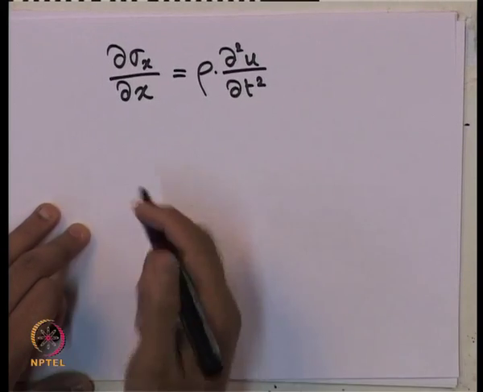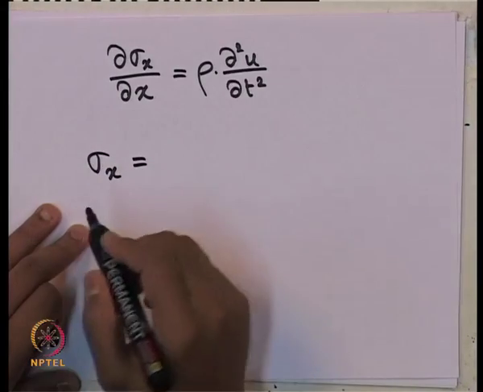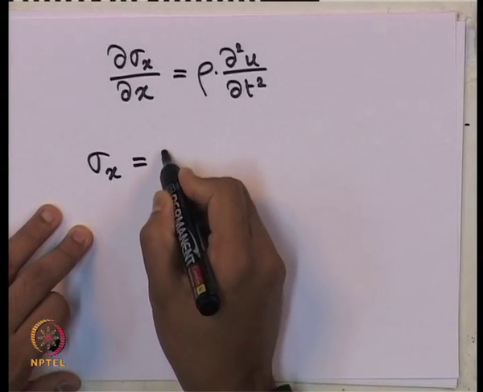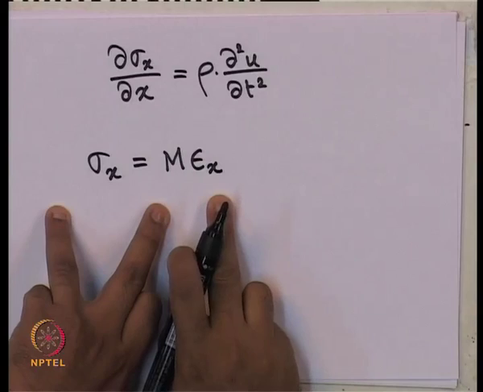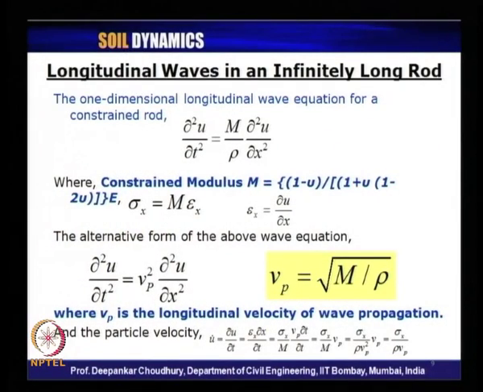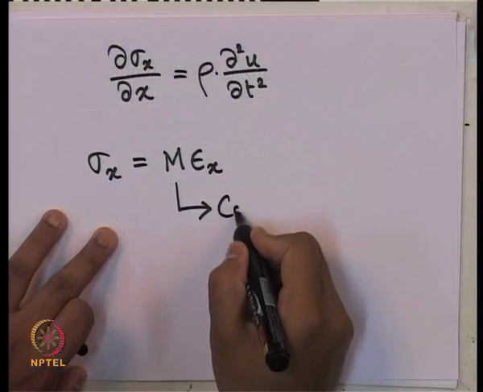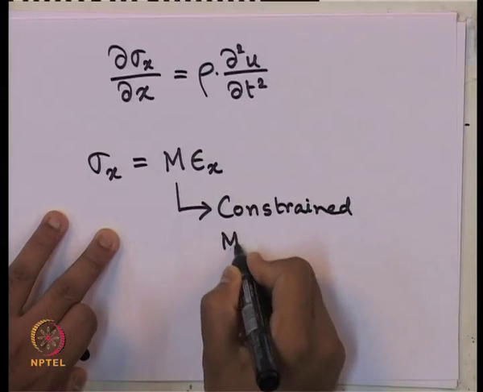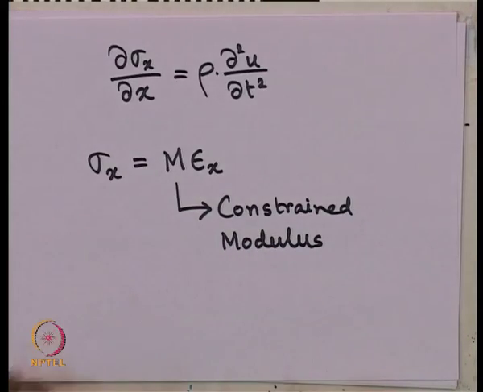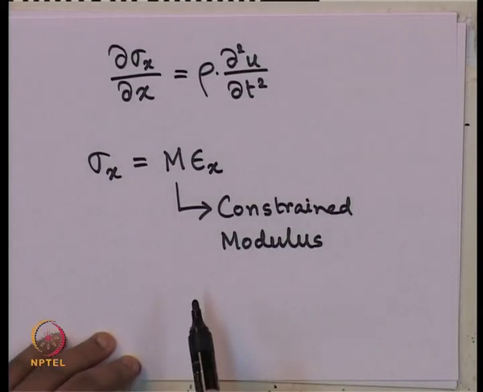Now, what is sigma x? Sigma x we can rewrite as some modulus times the strain. Stress equals to some modulus times strain, and this modulus M is called, for this kind of infinite rod, constraint modulus. Let me write it here, constraint modulus. Why? We have considered a one dimensional long rod which is constrained in the direction of its radial movement. Okay. So, it is moving only in one direction, that is in the x direction. So, the corresponding modulus we call as constraint modulus.